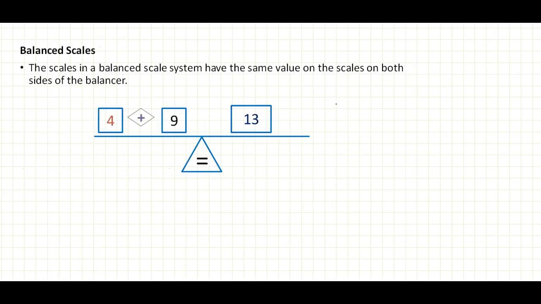A balanced scale just means that you have two sides, and then you have the same quantity on both sides, and this equal sign right here is the indicator that both sides have the same value or the same quantity.